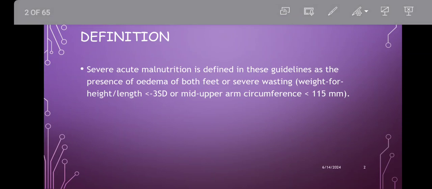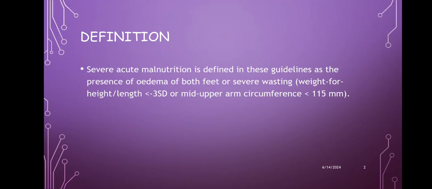Severe acute malnutrition is defined as the presence of edema of both feet or severe wasting, which we call the weight for height or length of less than -3 standard deviations, or the mid-upper arm circumference of less than 115 millimeters or 11.5 centimeters. So you can use any of the three parameters to make a diagnosis of severe acute malnutrition. So one is weight for height of less than -3 SD, mid-upper arm circumference of less than 11.5 centimeters, or presence of edema of both feet. However, in the presence of edema of both feet, you need to rule out other medical causes.